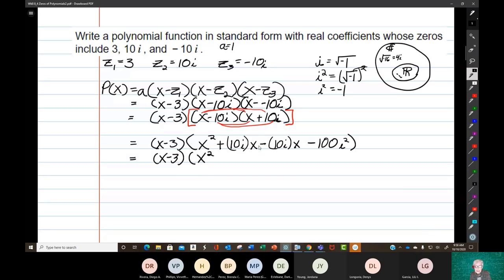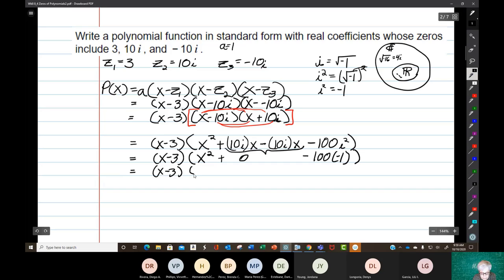Okay. 10i times x minus 10i times x is 0. And that's what happens when you multiply complex conjugate numbers. You lose that middle term that has the i, and the i squared turns into negative 1. Plus 0 minus 100 times negative 1. And we are still in this second set of parentheses, which I probably should have left as brackets. Equals, I still haven't used x minus 3 yet. I will eventually. Okay, this is going to be x squared. Negative 100 times negative 1 is plus 100.